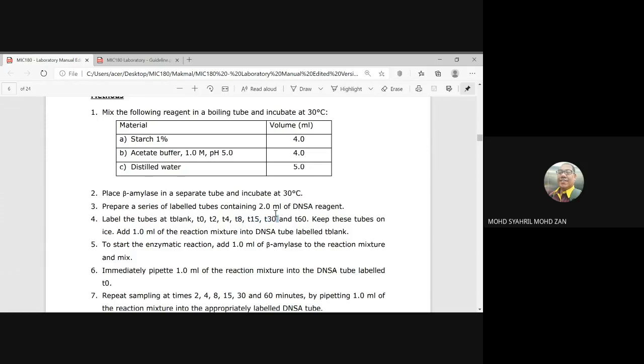Why do we put these values? Because they are the interval times. Between T0 and T2, that means 0 to 2 minutes. From 2 minutes we add another 2 minutes and get T4. From T4 to T8, add another 4 minutes to get T8, and so on. After you put 2 ml of DNSA reagent inside each tube, you have to keep it on ice.